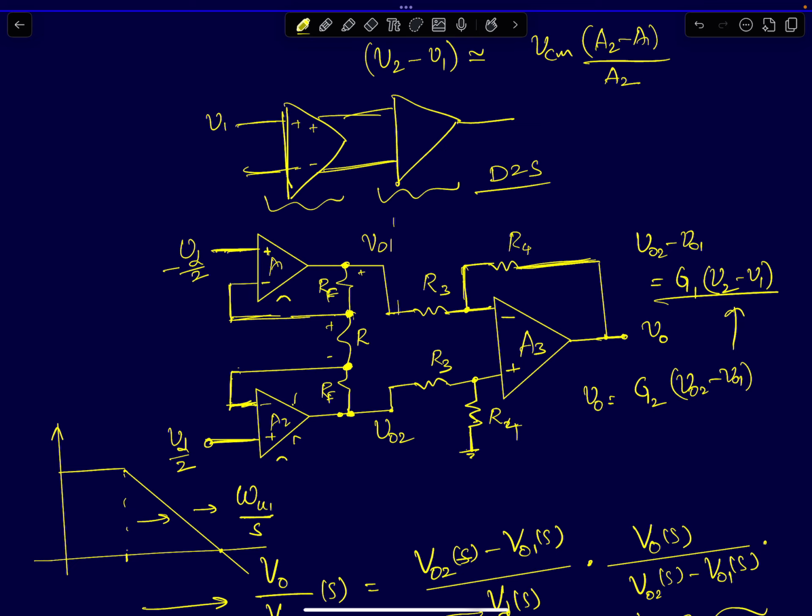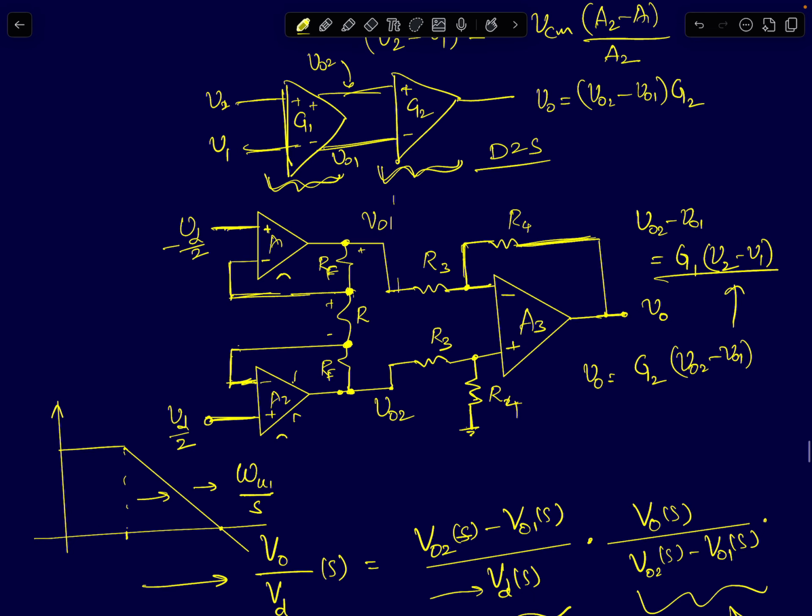So let V1 and V2 be the input of the first stage, and VO2 and VO1 are the output of the first stage. That forms the input of the second stage. The output of the final stage is simply given by VO2 minus VO1 times G2. G2 is the gain of the second stage. Let's call the first stage gain G1. So all I said was I can model that as a cascade of a fully differential first stage and a differential to single-ended output second stage.